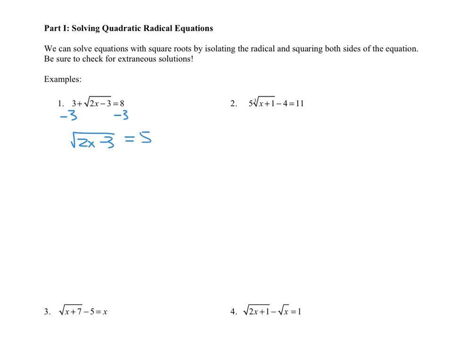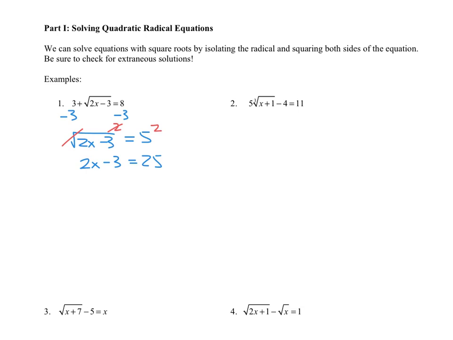And then to cancel the square root, we can square both sides. And squaring cancels the square root, so we end up with 2x minus 3 equals 25. Now notice we did not need a plus or minus in this case. When we square root both sides of an equation to cancel a square, we need a plus or minus. But when we square both sides of an equation to cancel a square root, we do not need a plus or minus.